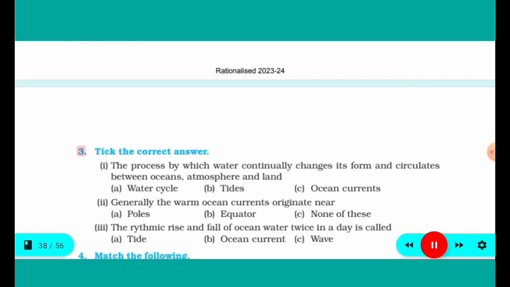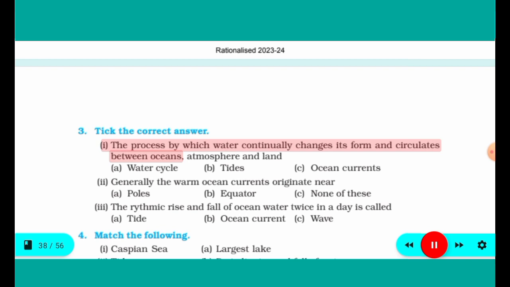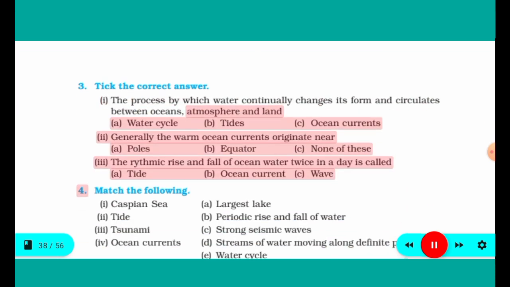3. Tick the correct answer. I. The process by which water continually changes its form and circulates between oceans, atmosphere and land: A. Water cycle, B. Tides, C. Ocean currents. II. Generally the warm ocean currents originate near: A. Poles, B. Equator, C. None of these. III. The rhythmic rise and fall of ocean water twice in a day is called: A. Tide, B. Ocean current, C. Wave.